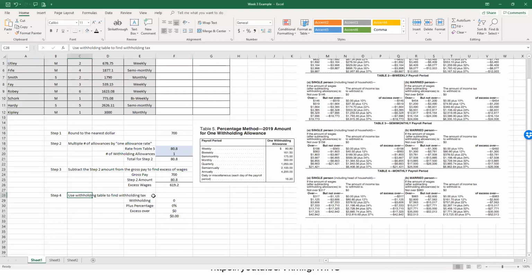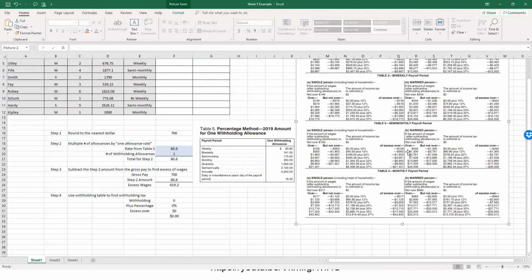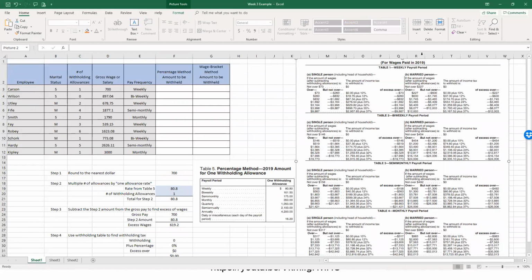Okay, now here's the tricky part. Using the withholding table, find the withholding tax. Over here on the right, you can see I took just a screenshot of some of the wages from the Circular E. This can get a little confusing, but what we're looking for is excess wages. This is now what we're going to deal with. And we're looking for a person that's single, where the pay frequency is weekly.